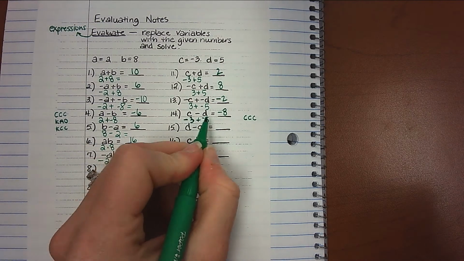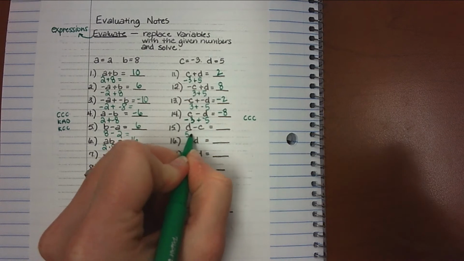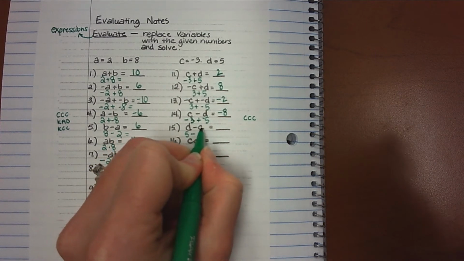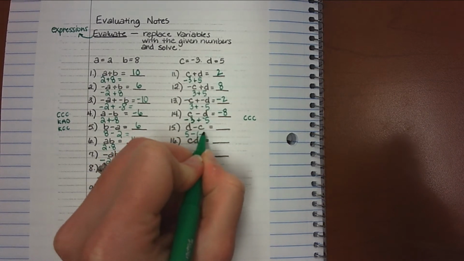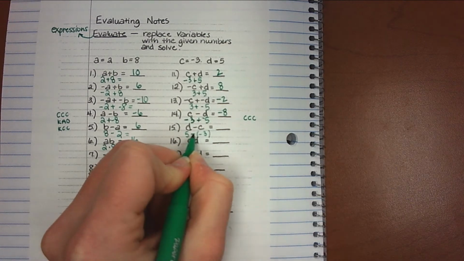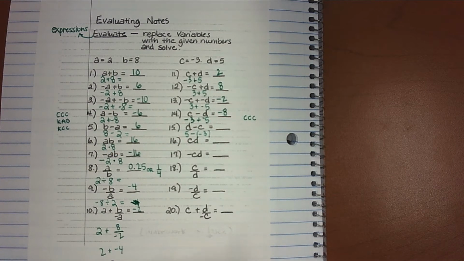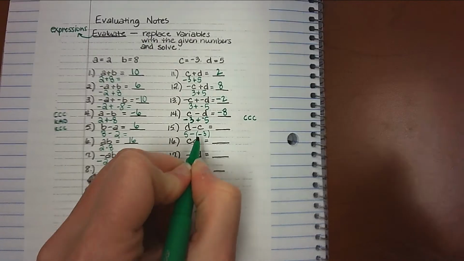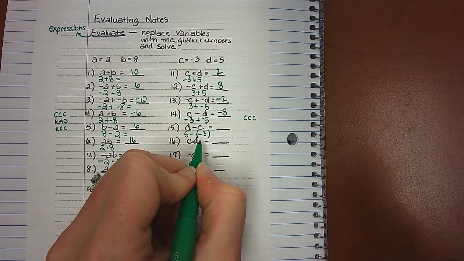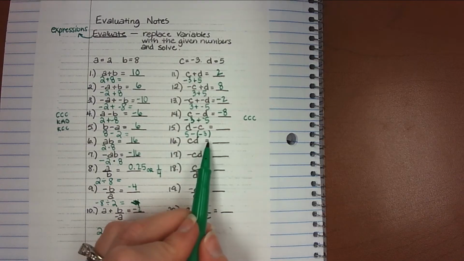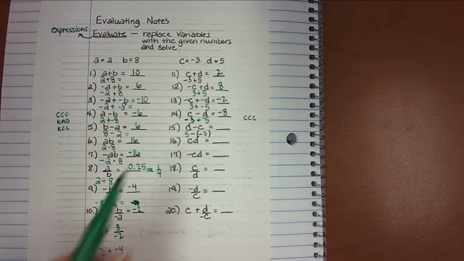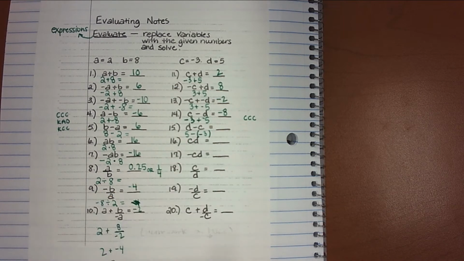We've got D minus C. D is 5 minus C is -3. Typically, when we have subtracting a negative, we put the negative symbol inside parentheses just so that we see the divide between the minus and the negative symbol. We don't blur them together.